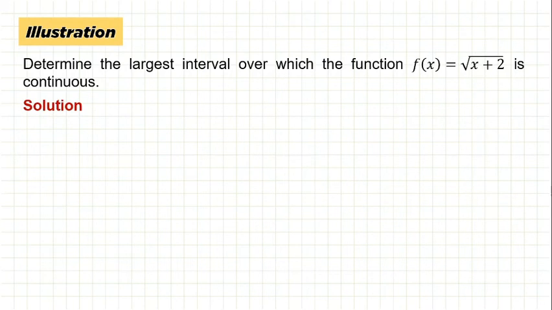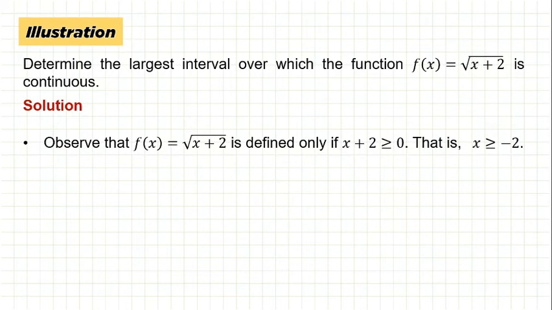So, for our solution, we have observed that f of x equal to square root of x plus 2 is defined only if yung nasa loob ng radical sign is greater than or equal to 0, right? And ibig sabihin yan, si x is greater than or equal to negative 2. So this will be our candidate. Si x greater than or equal to negative 2. Ibig sabihin, that is from -2 inclusive to positive infinity. So that is the domain of our function.